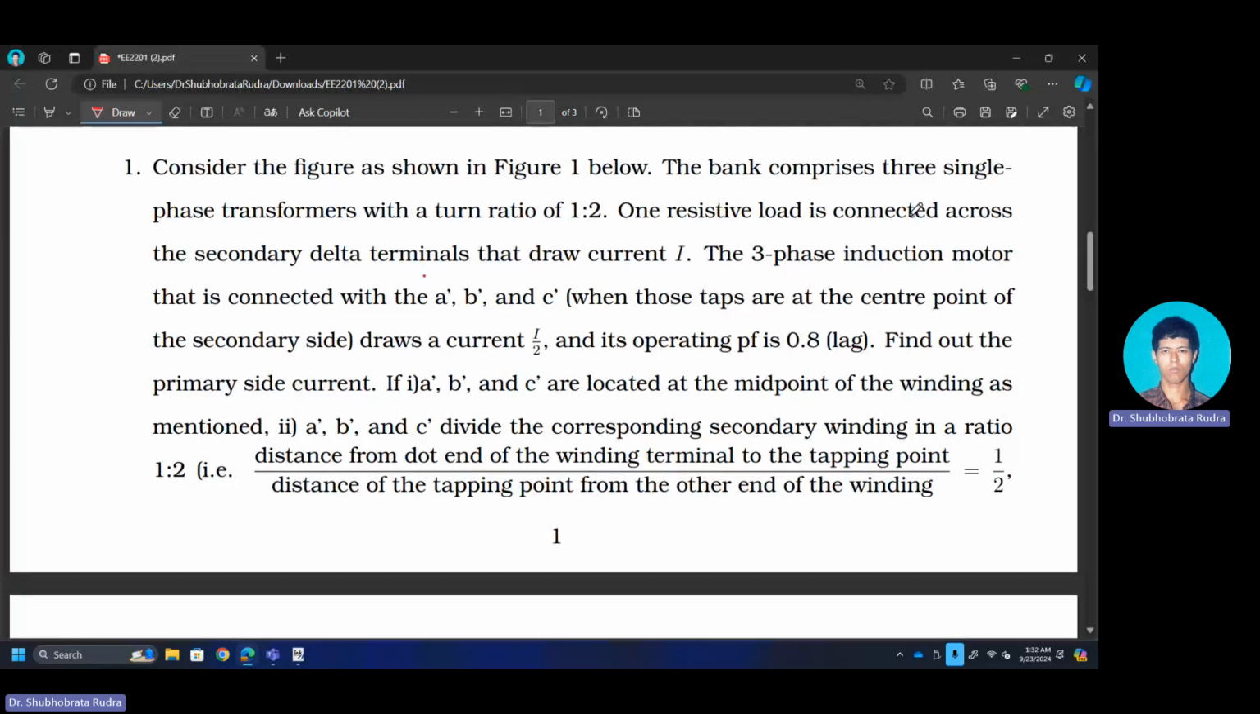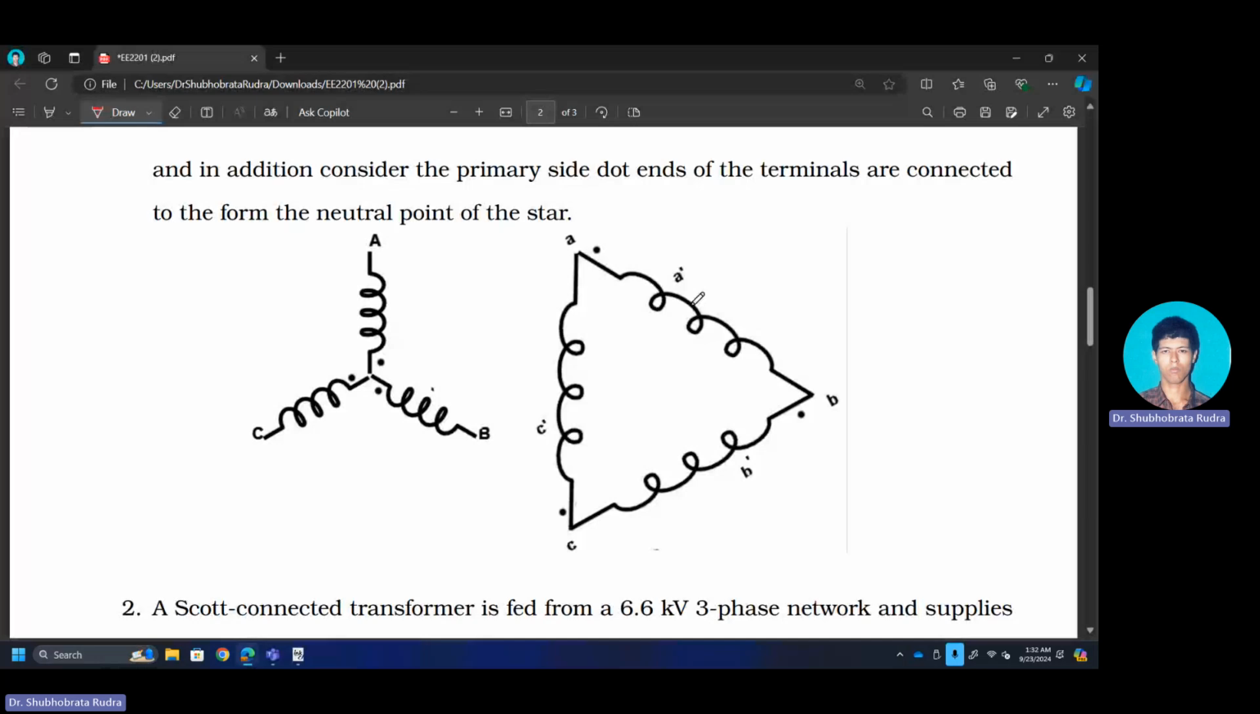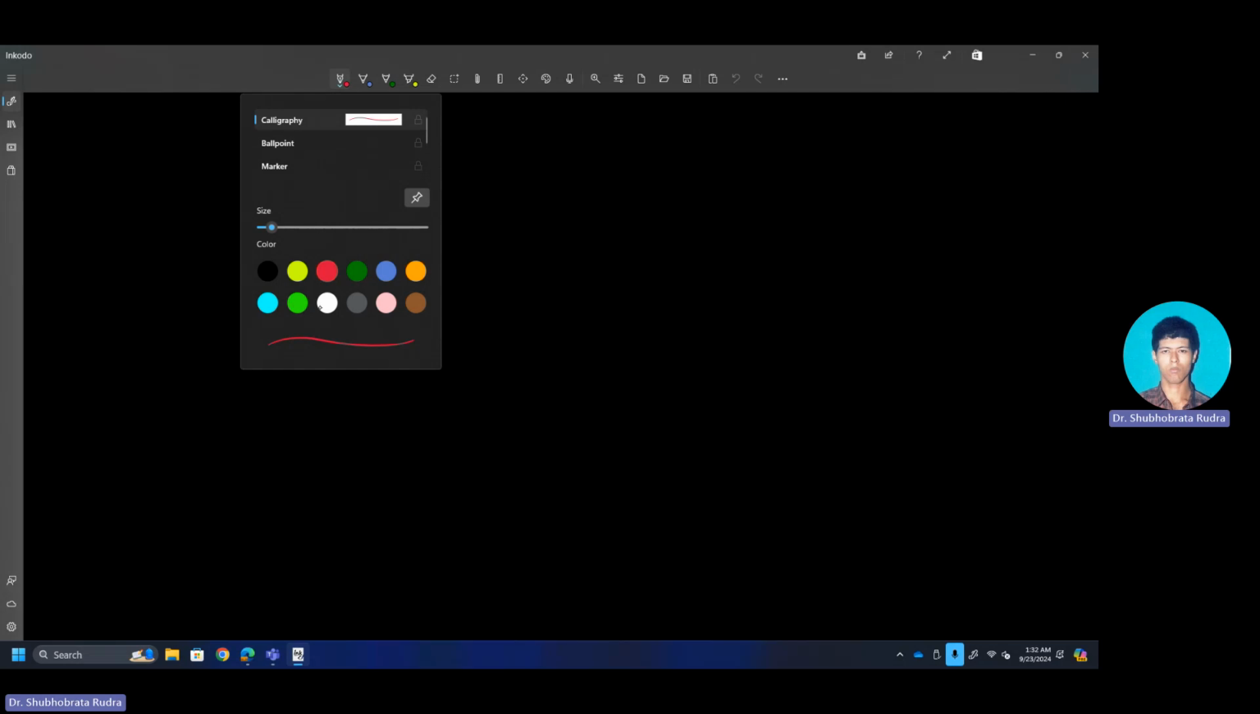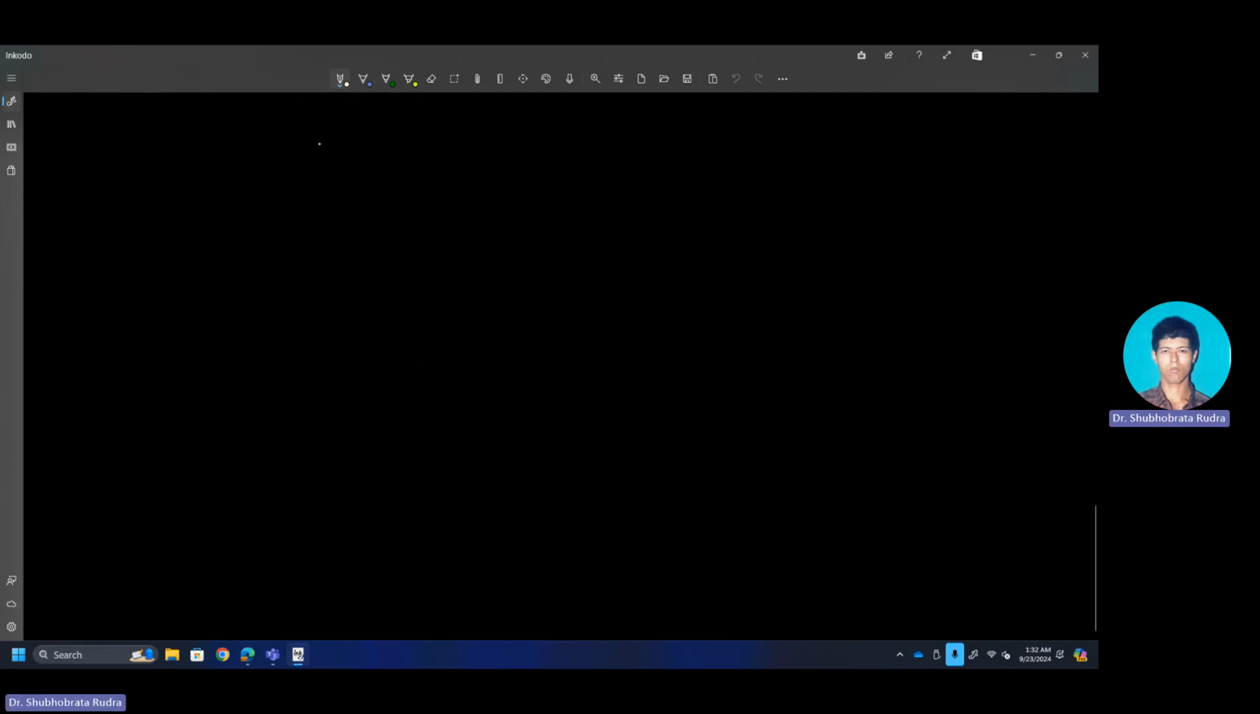First thing first, let us consider this problem and try to understand what is happening here. How can we address this problem? Here, please try to understand. We will be using the superposition theorem. Let me draw the two circuit diagrams together so you can understand this.